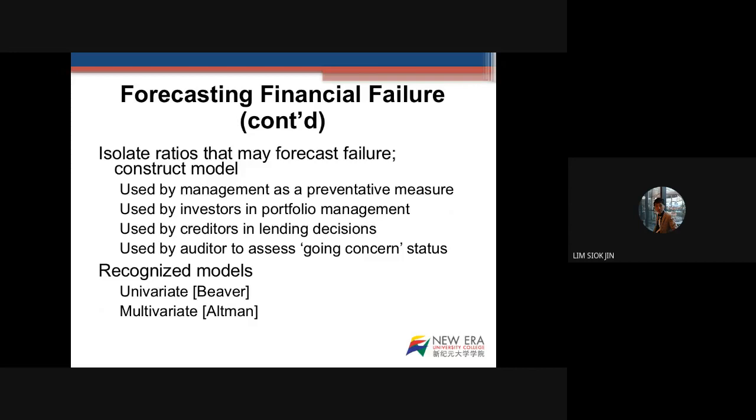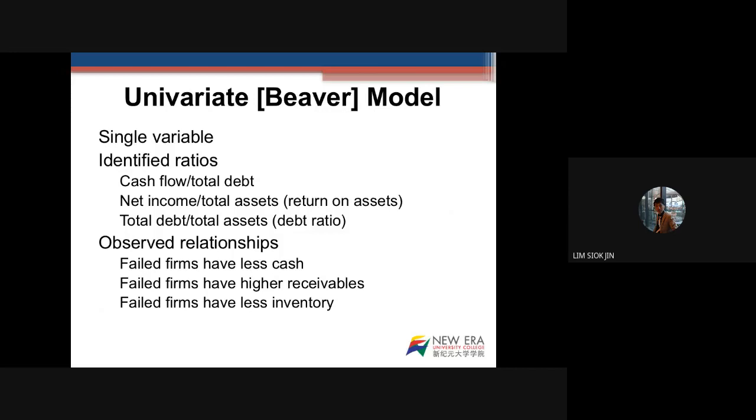Okay? So, these models are used by management, investors, creditors, and auditors to assess the company's financial health. So who will use this model? All these people, mostly stakeholders, internal and external. Okay, different reasons why they use it, but they all use the same. So what is the univariate model? So univariate means single variable, means single reason. So we look at the company that is going to fail based on the cash flow over debt, or the return on asset, or the debt ratio.